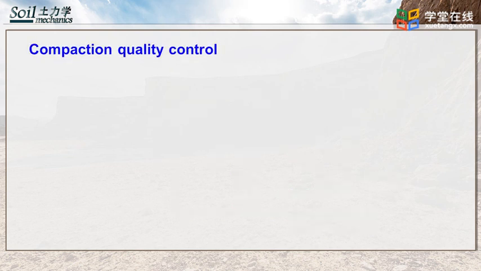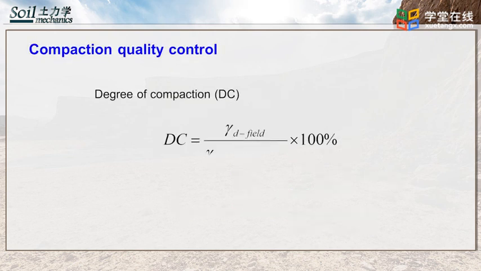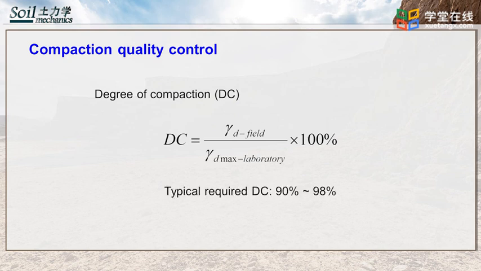The parameter used to check the quality of compaction in the field is called degree of compaction, DC, which is defined as the ratio of measured dry unit weight in the field to the maximum dry unit weight determined in the lab by the Proctor tests. The typical required values of DC range from 90% to 98%, depending on the specifications.